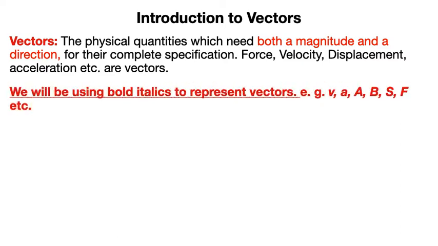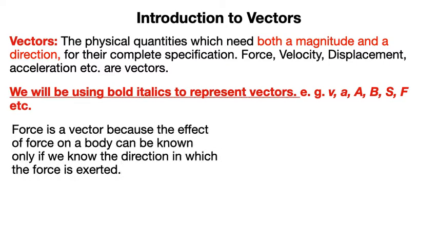So far as representation of vectors is concerned, to differentiate between vectors and scalars, we will be using bold italic symbols for vectors. Here you can see A is bold and in italics. It denotes vector A, vector B, vector S, vector F, vector V. This is the symbol small v we use for velocity vector. Acceleration vector a.